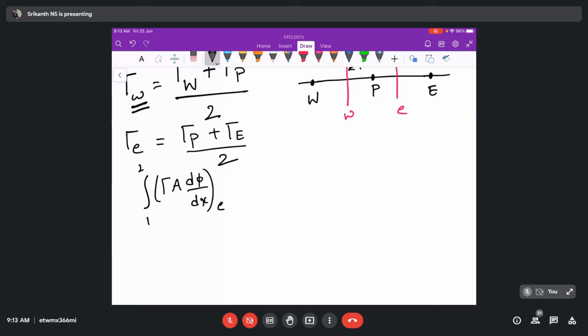Is it okay? No, sorry. You just don't take this 1 to 2. This gamma A d phi by dx at east face. Now, how can we write this? Do you have any clue for this? Come on, tell me.